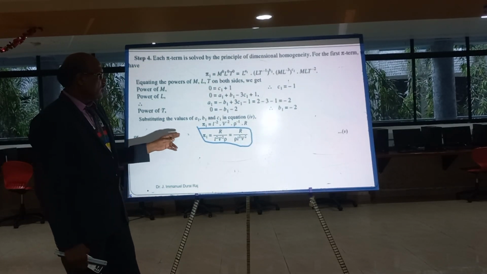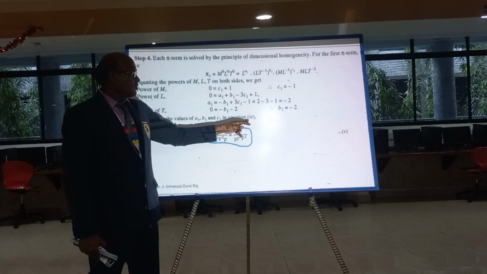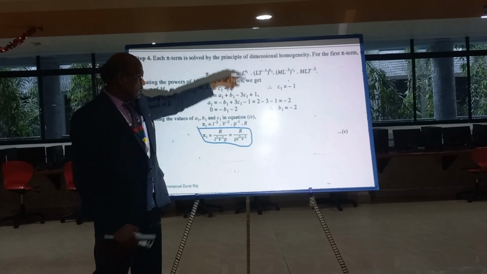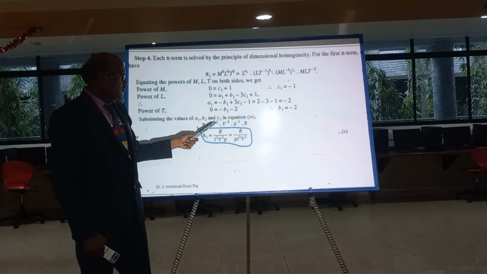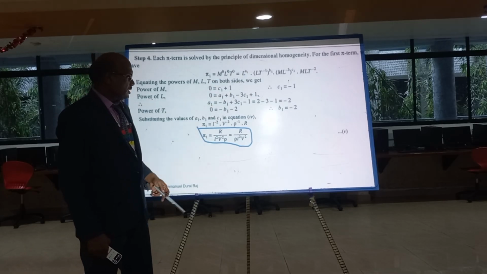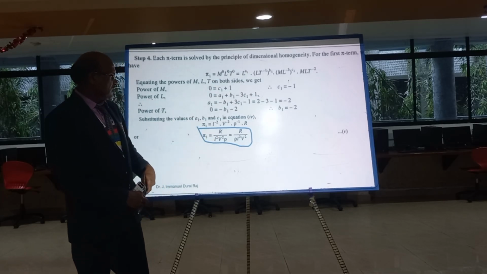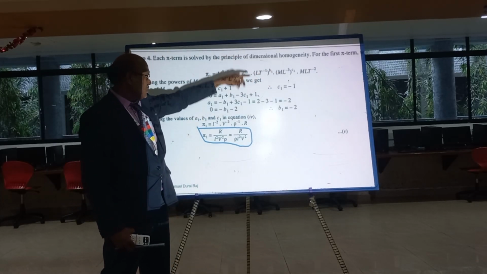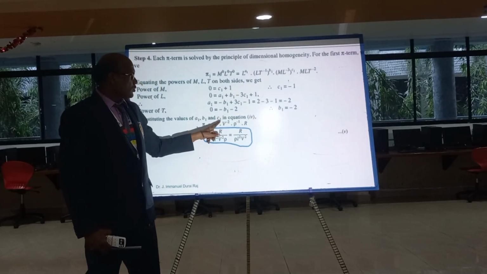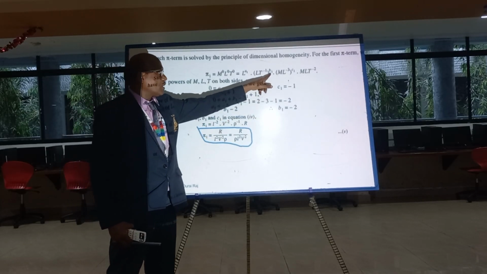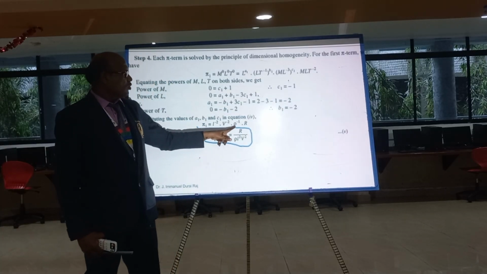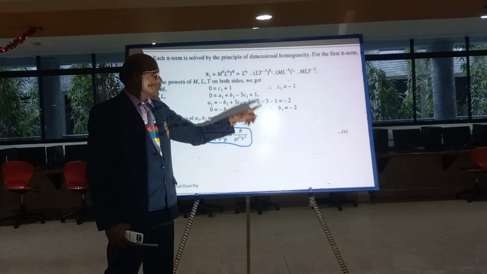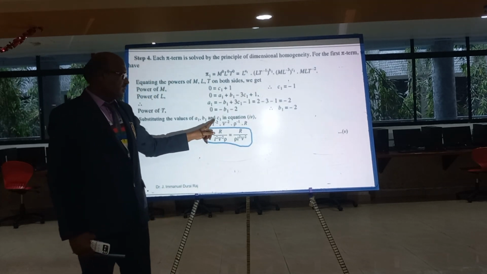Substituting the values of A1, B1, C1 in equation 4, you find phi 1 equals L power minus 2, V power minus 2 and rho power minus 1. L power A1 is minus 2, V power B1 where B1 is minus 2, and rho power C1 where C1 is minus 1.